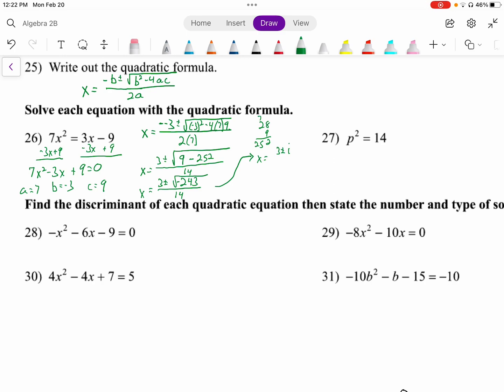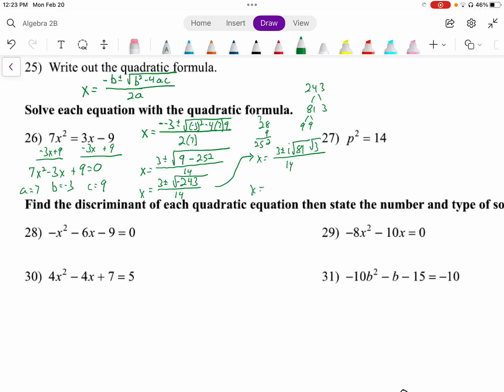I don't think that's a perfect square. So the square root of 243. I think 3 goes into that 81 times. Well, we know this is a 9 times 9, so we can think of this. So I don't want to put 243. We have the square root of 81 times the square root of 3, all over 14.